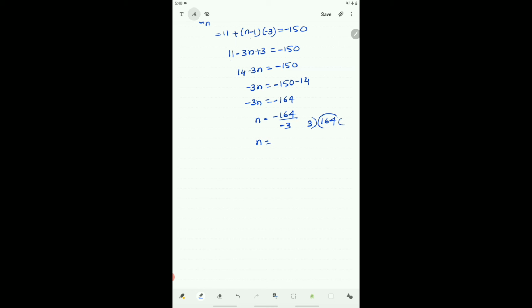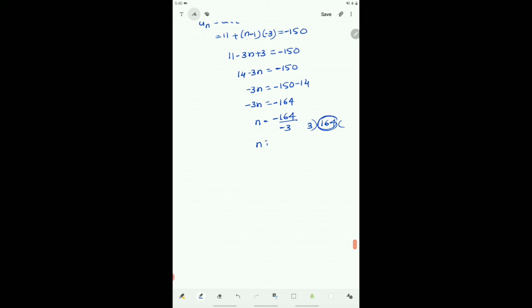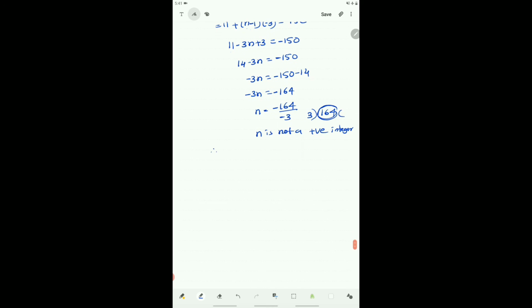Here you know that the sum of these 3 digits, 1 plus 6 is 7, 7 plus 4 is 11. So 11 is not divisible by 3. So this 164 is also not divisible by 3. Therefore N is not a positive integer. Therefore here what you can conclude: minus 150 is not a term.